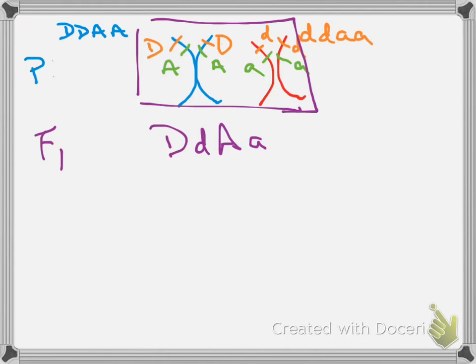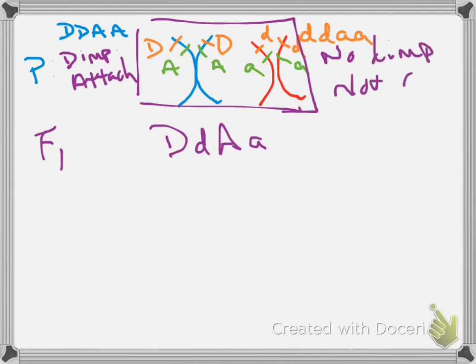One parent is dimples with attached earlobes. The other parent is no dimples, not attached. Sorry, I'm writing with my finger, so this is kind of a mess. Can you read that? No dimples. And so their offspring has dimples because it's dominant, and it's attached, just like the one parent.